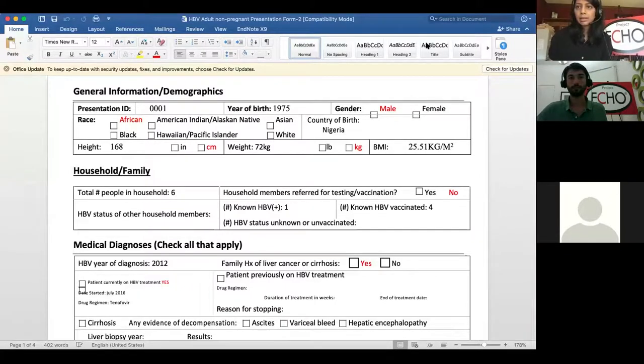Let's see here, I think there's something coming through in the chat maybe.